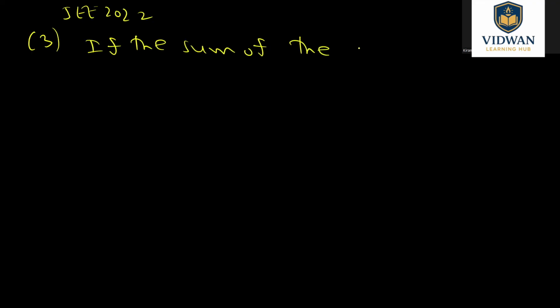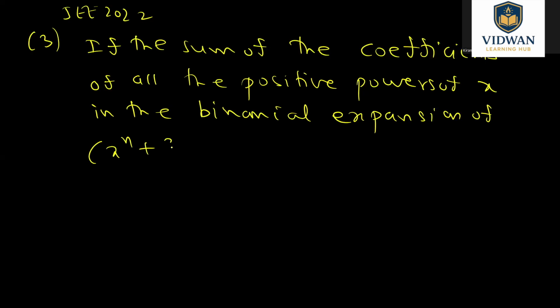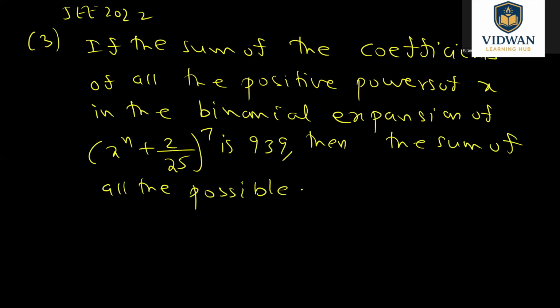The next question, third one. This is from JEE 2022. If the sum of the coefficients of all the positive powers of x in the binomial expansion of (x power n plus 2 by x power 5) whole power 7 is 939, then the sum of all the possible integral values of n is.